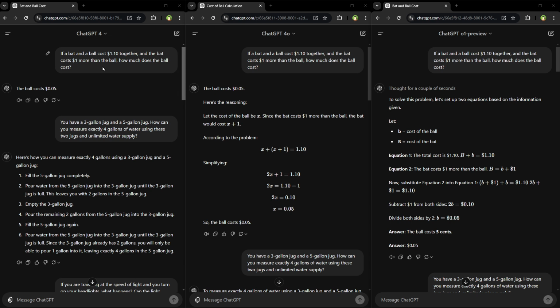The first question was, if a bat and a ball cost $1.10 together and the bat costs $1 more than the ball, how much does the ball cost? All three answers were accurate and arrive at the correct conclusion that the ball costs $0.05. However, there are differences in clarity and thoroughness.